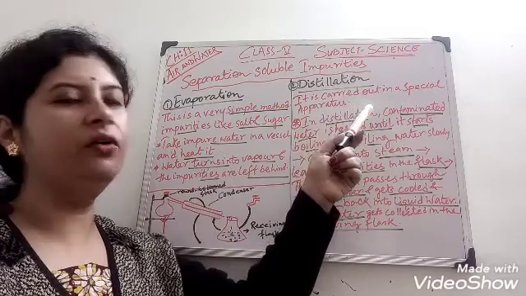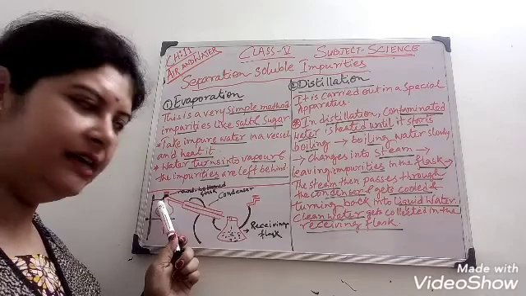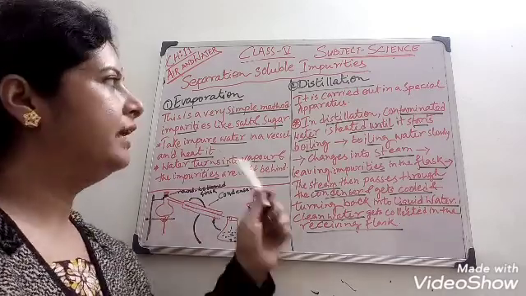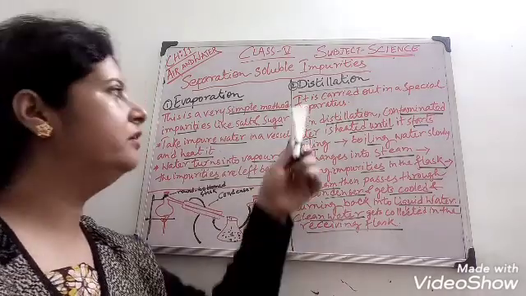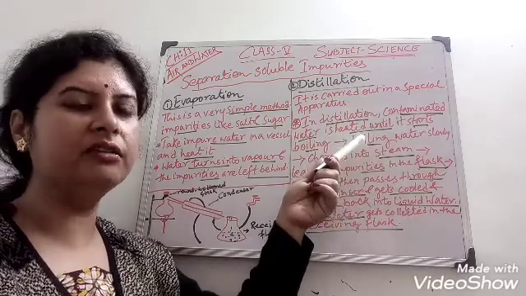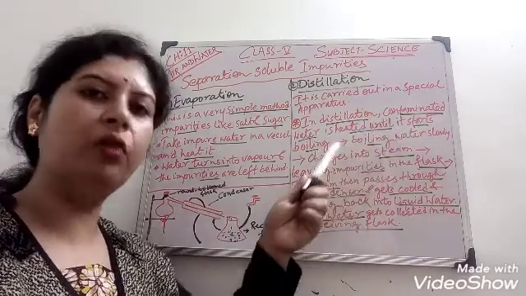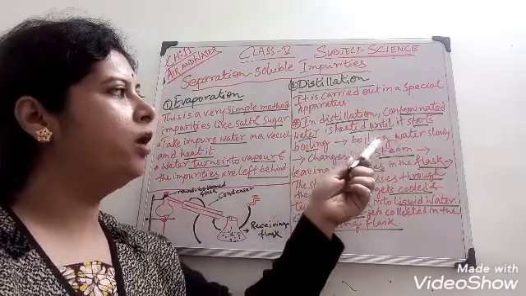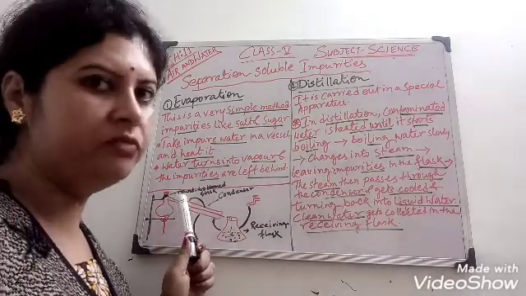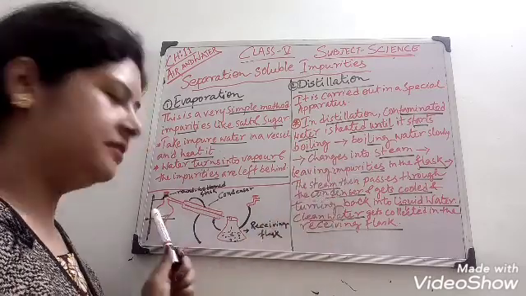It is carried out in a special apparatus like a round bottom flask, a condenser and a receiving flask. In this process, what happens? First, in distillation, contaminated water, meaning impure water, is heated until it starts boiling. Then the boiling water slowly changes into steam, it means vapor, leaving the impurities in the flask.